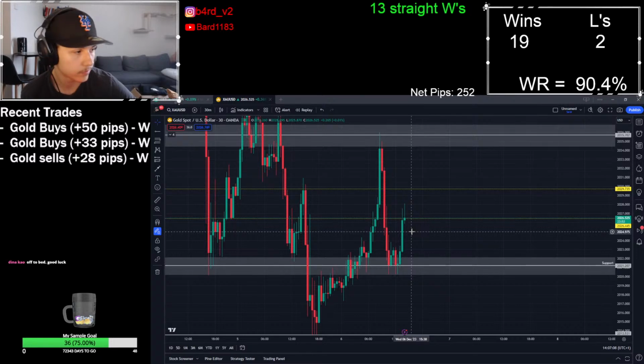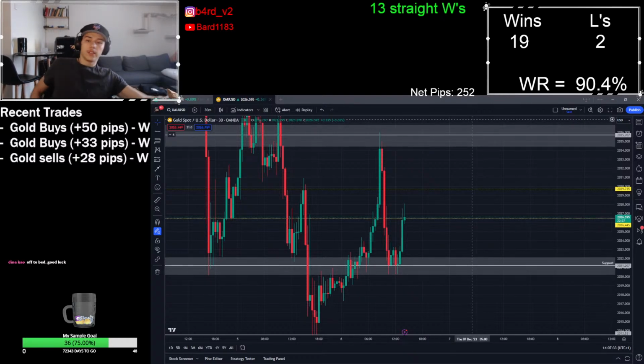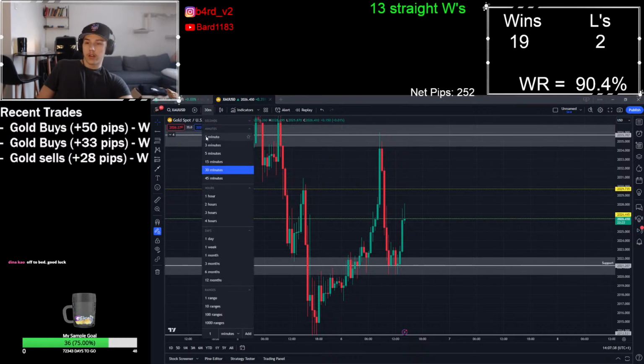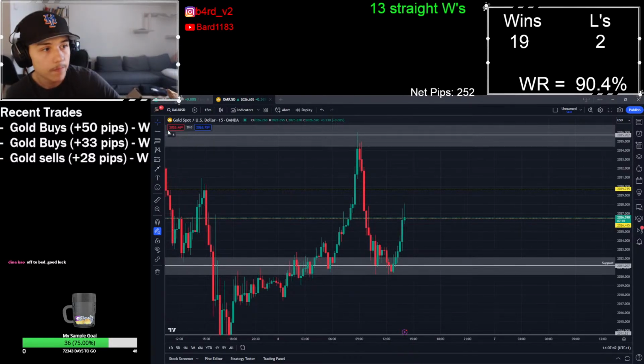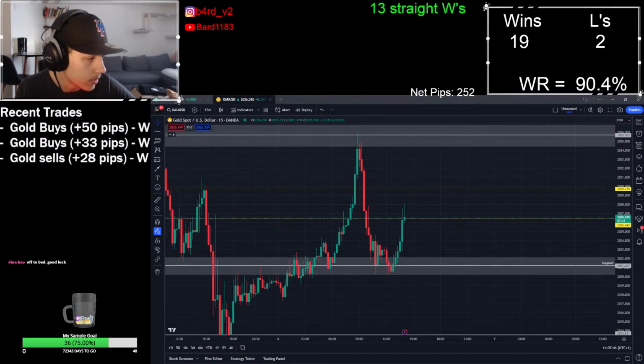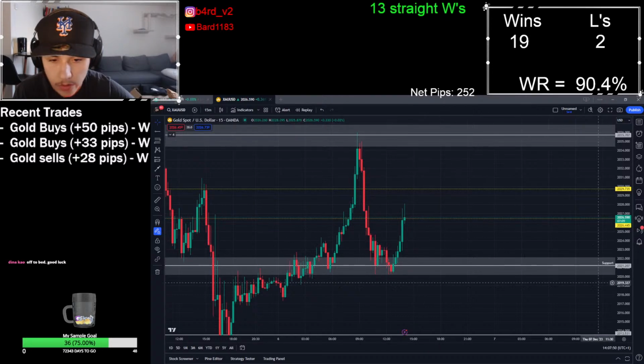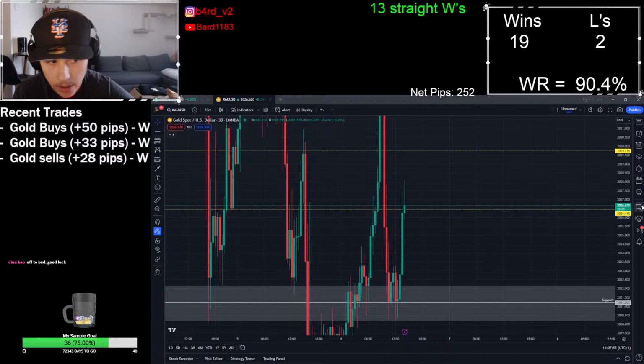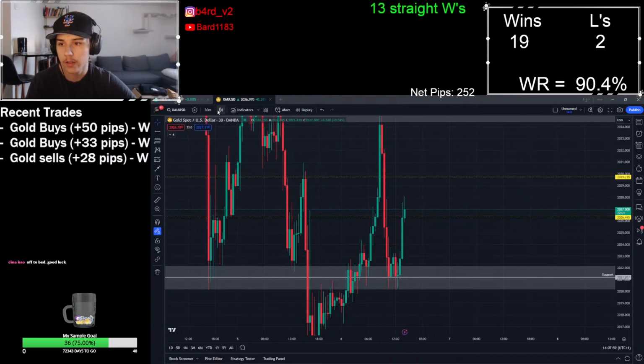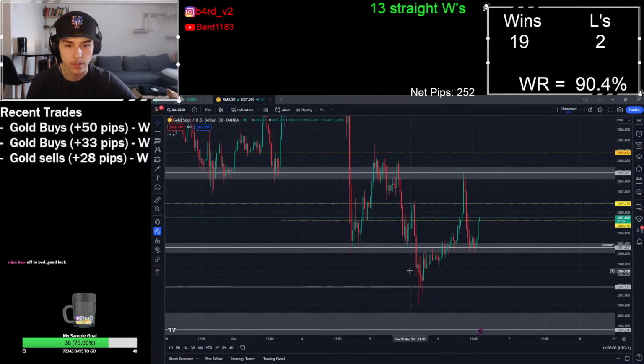It looks like we're about to reject 2026 here on the 15 minute, I think. Since we did that, I'm not so sure here. We have news in 7 minutes, so I'm still not gonna trade, but I'm just trying to figure out if this was enough liquidity for us to head down. Was this enough, or do we need to come up further?